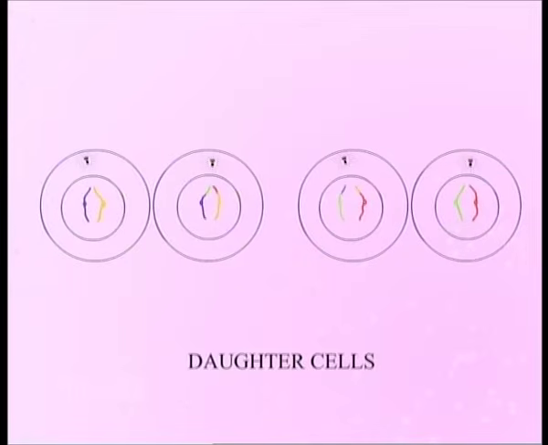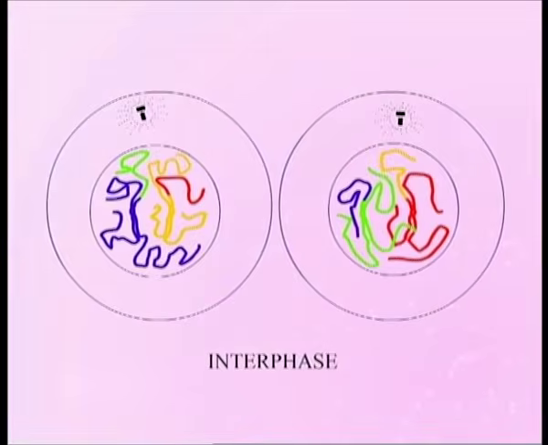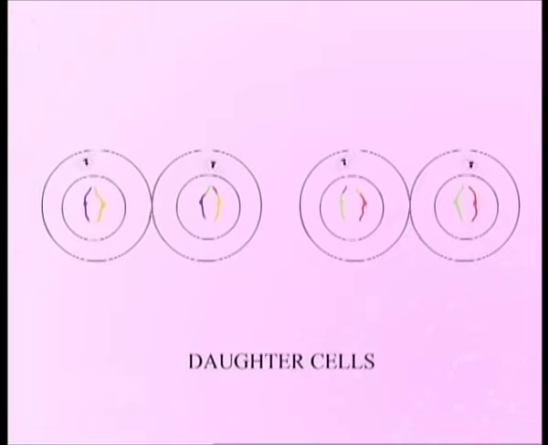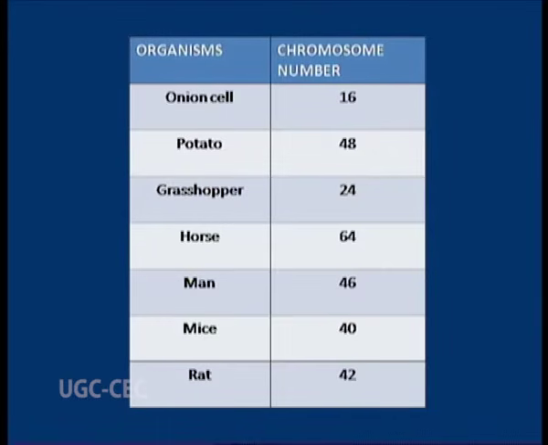Cytokinesis may occur in two successive stages, once after meiosis I and then after meiosis II, or in some instances it occurs only after meiosis II. This results in 4 haploid cells. What is the significance of meiosis? It helps to maintain constant number of chromosomes in a species in sexual reproduction.